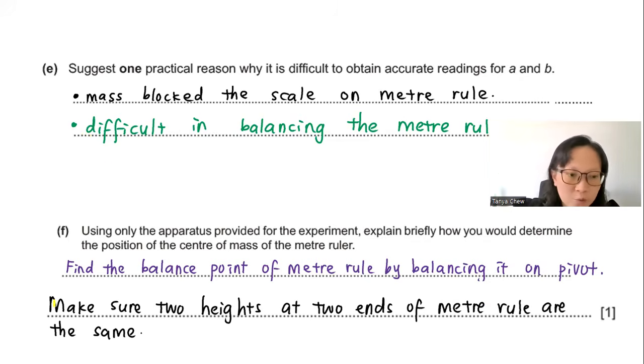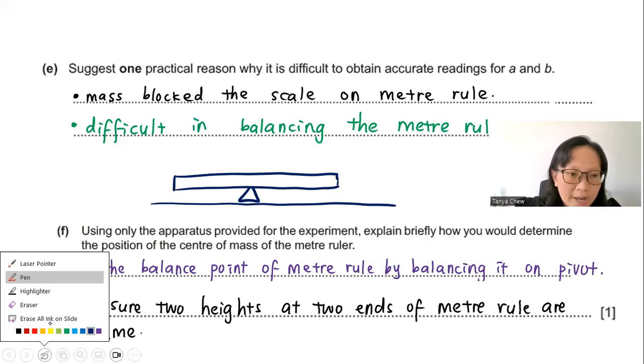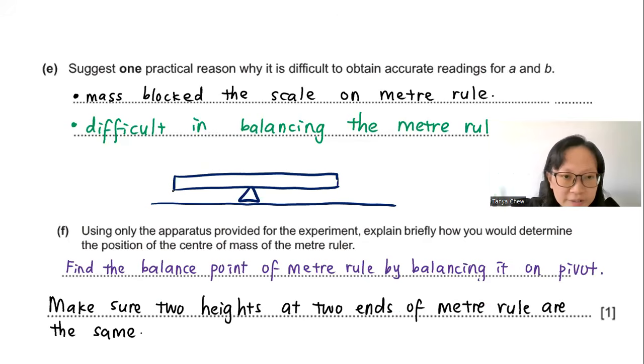So if you wonder what I was talking about, I have a meter rule here, and this is a pivot, this is the ground, and I just make sure that the height here is equal to the height here. H1 is equal to H2. So if you find it difficult to write down the point, you might want to draw a diagram, and you could ask the examiner to refer to the diagram as shown.